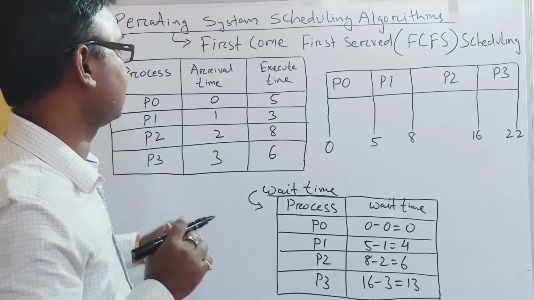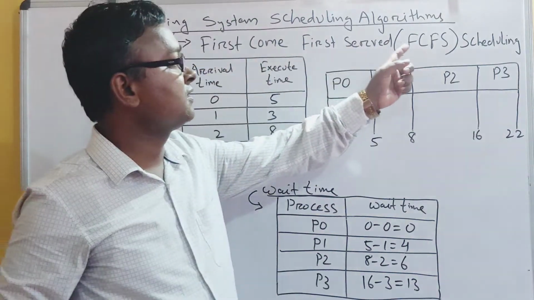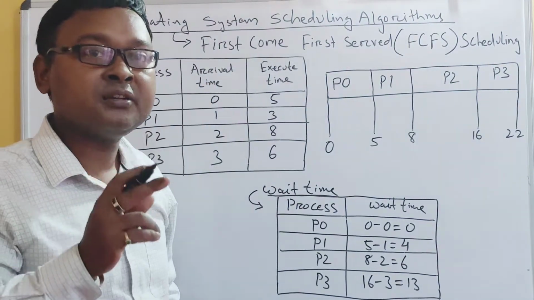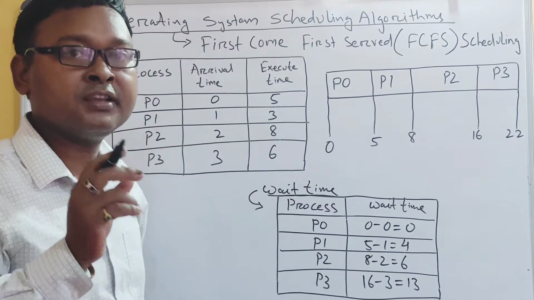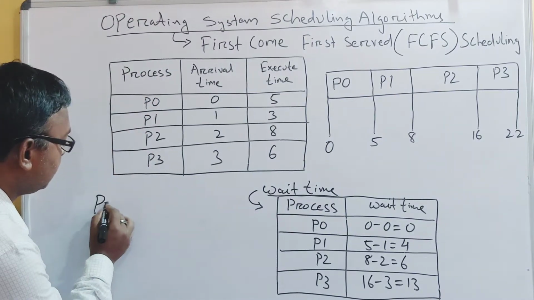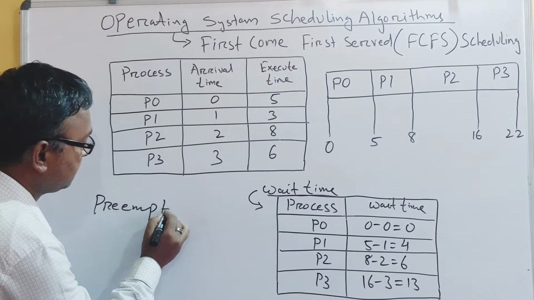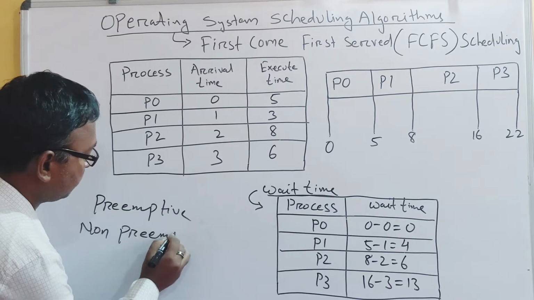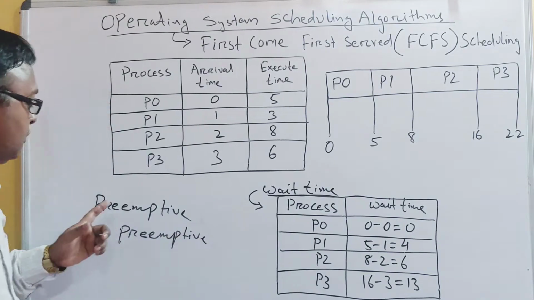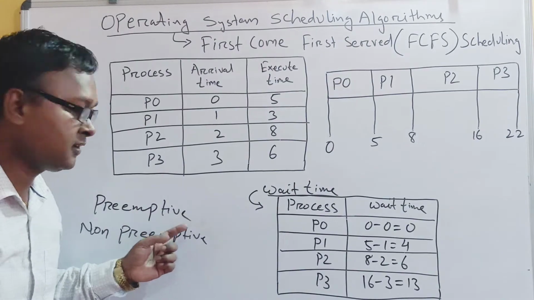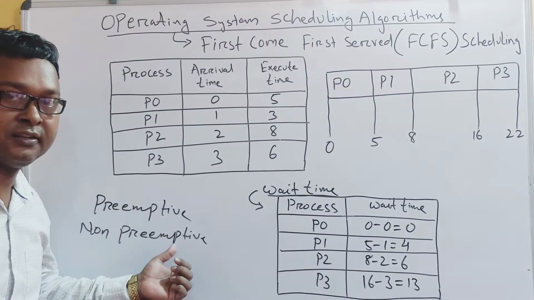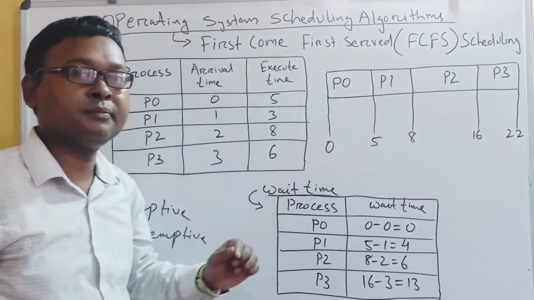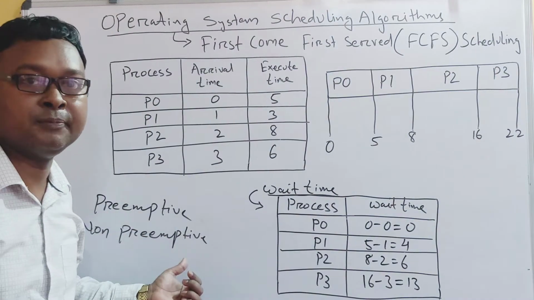Okay, so let us start. The first come first serve scheduling algorithm, or in short FCFS scheduling algorithm, is a non-preemptive scheduling algorithm. Try to understand what preemptive and non-preemptive mean. What do you mean by a preemptive scheduling algorithm, and what do you mean by a non-preemptive one? I am telling you that FCFS is a non-preemptive algorithm.